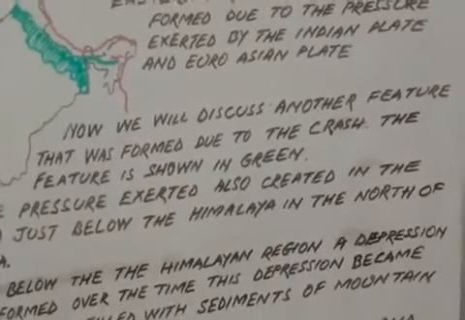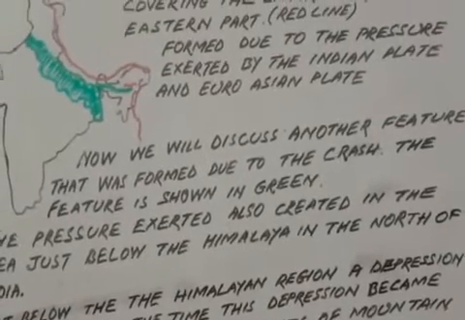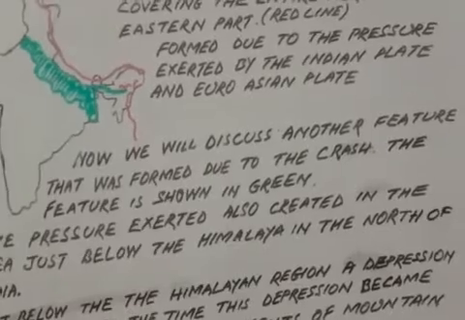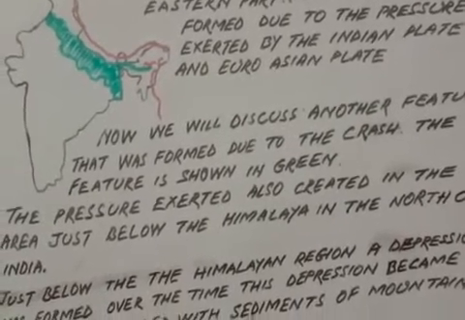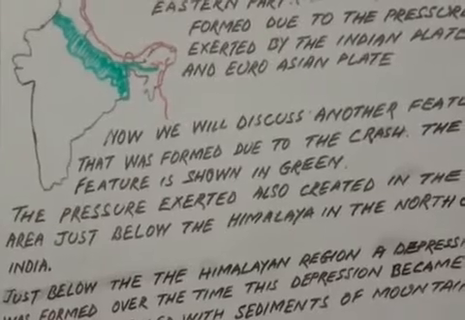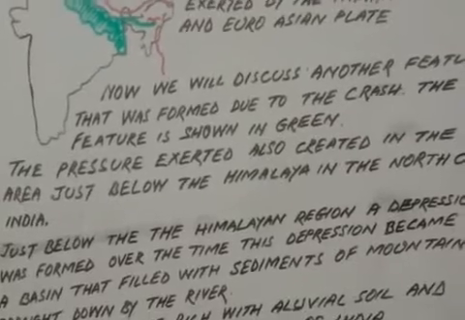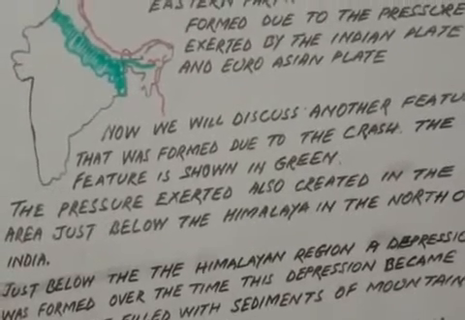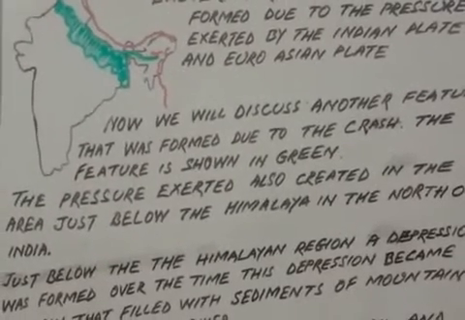Now we will discuss another feature that was formed due to the crash. This feature is shown in green. The pressure exerted also created a feature in the area just below the Himalayas in the north of India. This new feature was created just below the Himalayan range, from the foothills of the Himalayas.